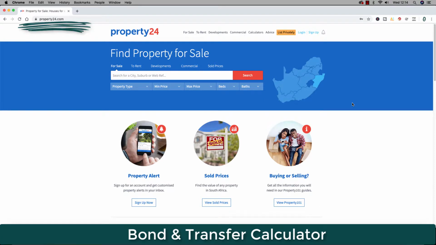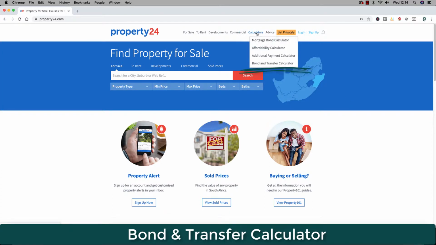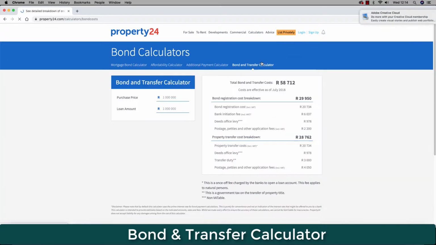You can go onto any one. There are many that have these property calculators. And I'm going to click on the top tab that says Bond and Transfer Calculator. Okay, the Bond and Transfer Calculator is one of my favorites.